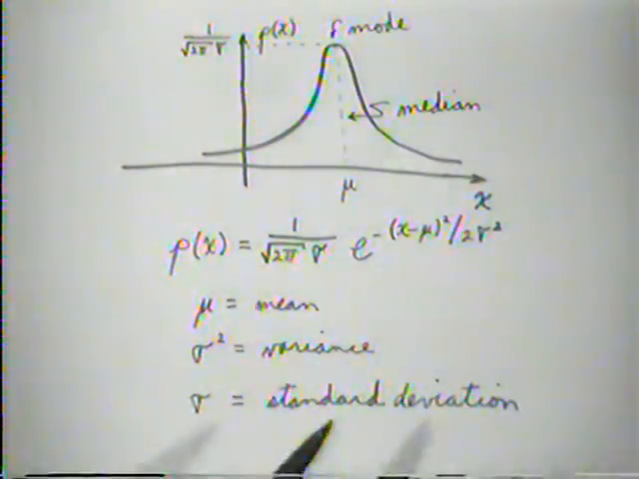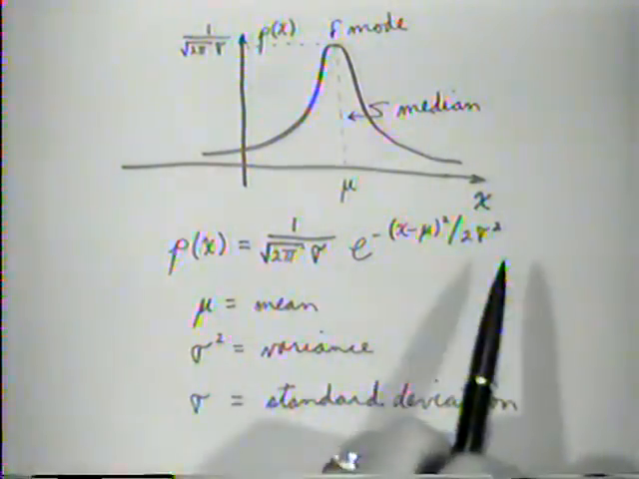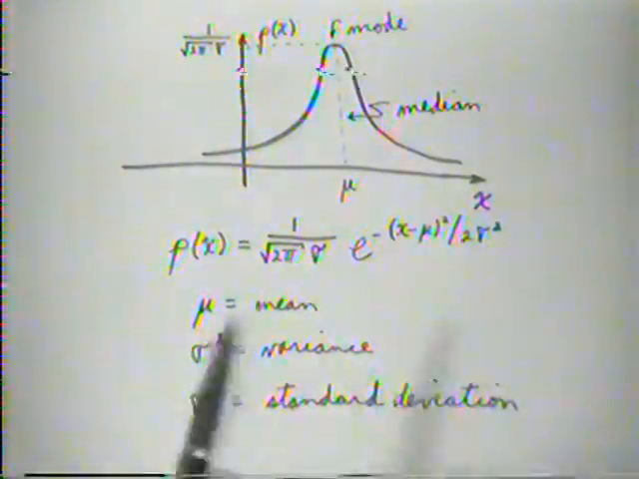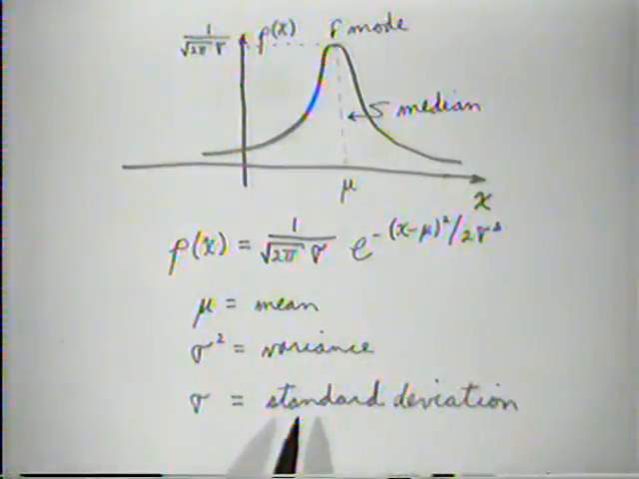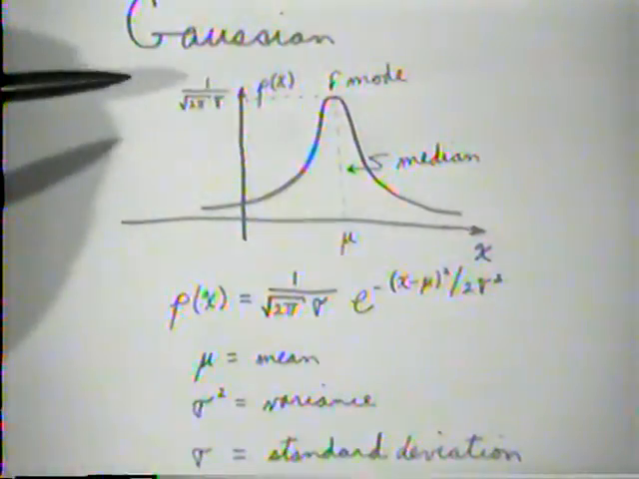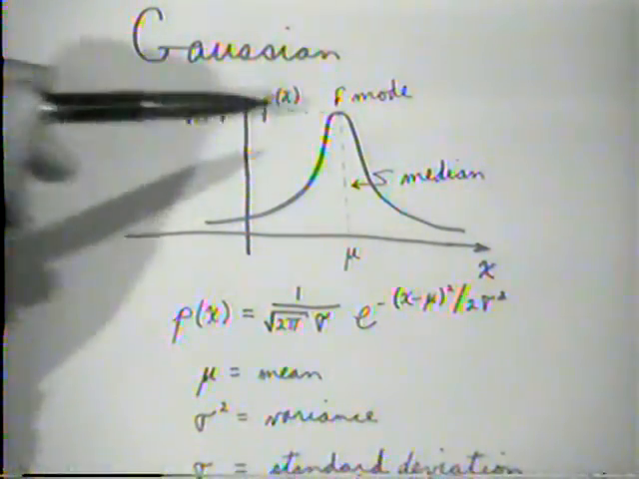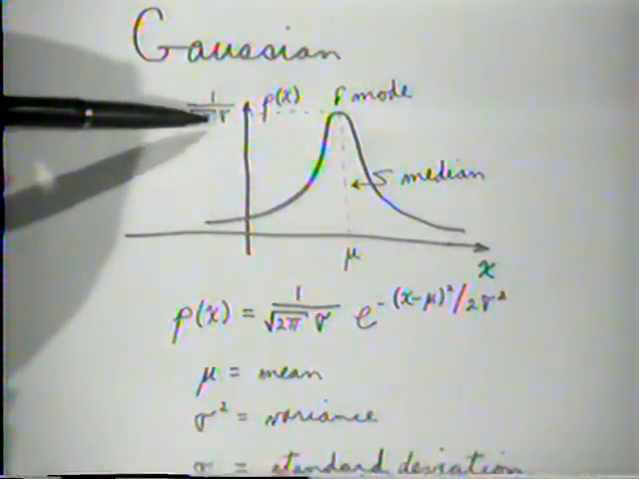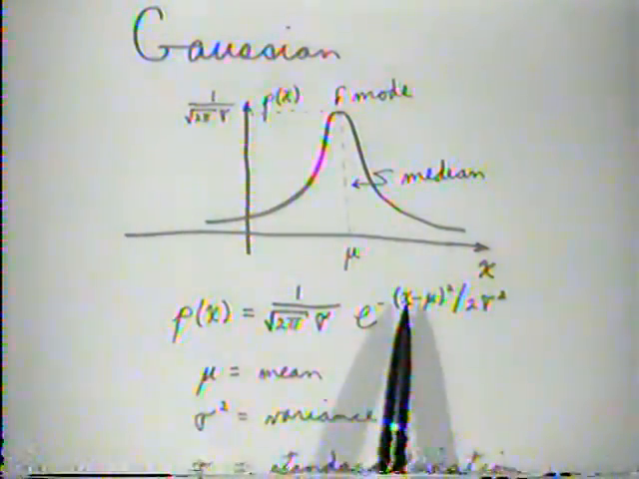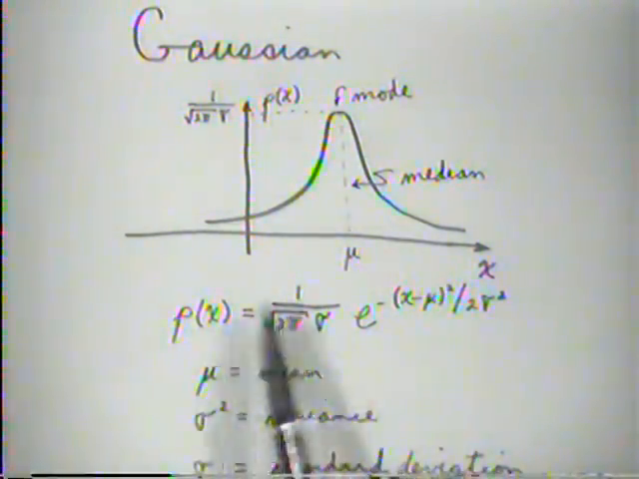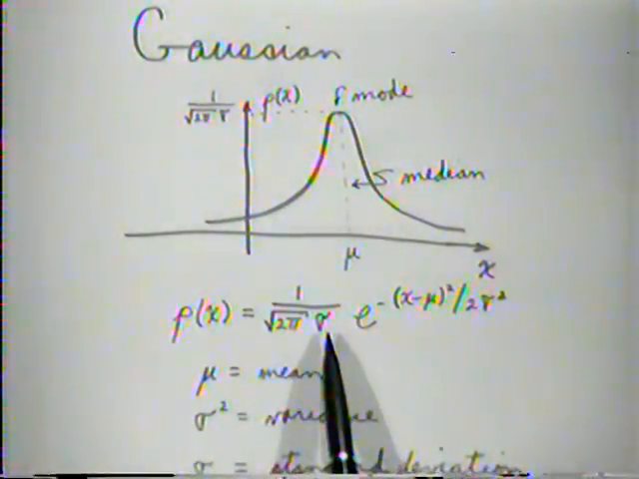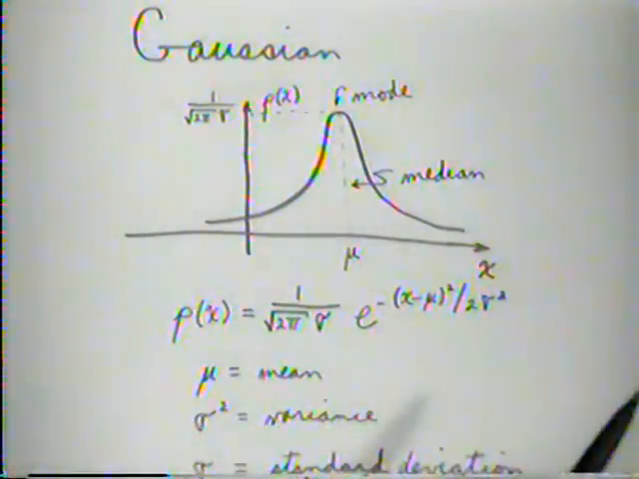Mu we'll call the mean. The quantity sigma squared, which occurs in the denominator of the exponent, is called the variance. And the quantity sigma is referred to as the standard deviation. You'll notice that the height of the Gaussian density function at the mode is 1 over square root of 2 pi sigma, because at the mode, or at the mean, x is equal to mu, so we have a 0 in the exponent, and the only constant that's left, p of mu, is 1 over square root of 2 pi sigma. So that's the height at the mode.